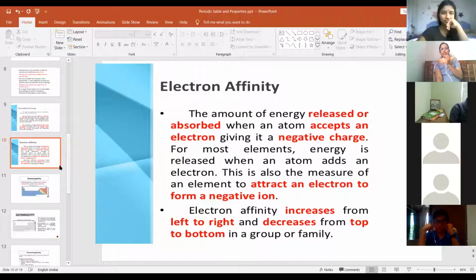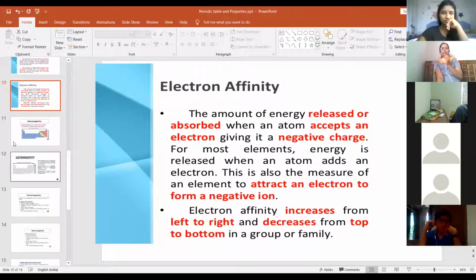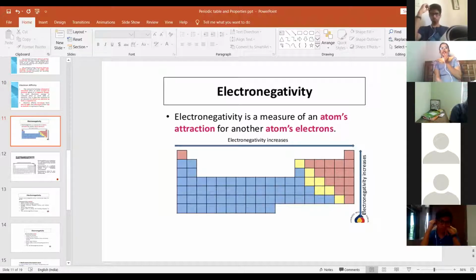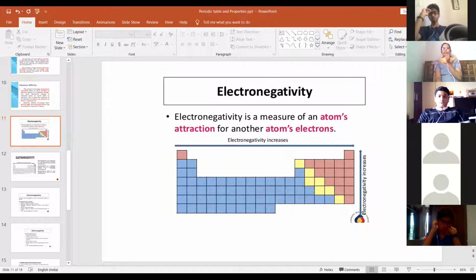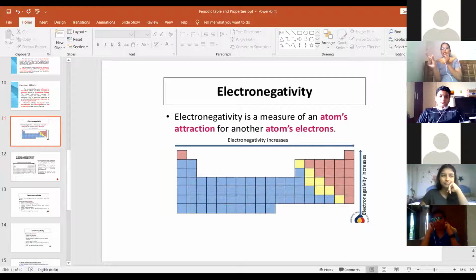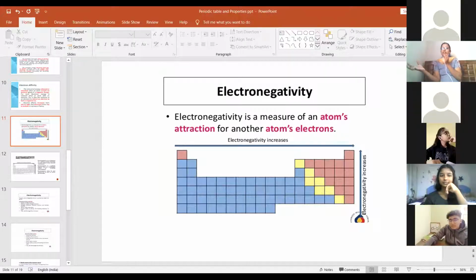Yes, ma'am. Today we'll see three more periodic properties. The first one is electronegativity. Are you all able to see the screen? Okay, see here. Electron affinity is different. Electronegativity is different. Don't get confused. When we are talking about electron affinity, we are talking about a single atom. Suppose a chlorine atom is there. The chlorine atom has a tendency to gain electrons. That is electron affinity.